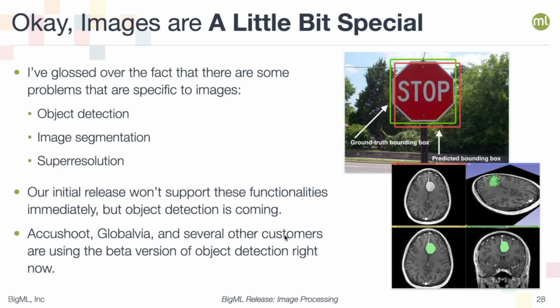And we're not doing those things right now. Our initial release doesn't support them. But as I said at the top, there's a bunch of other customers that we have using object detection in beta right now. And so object detection is very close to being made public. It's almost certainly going to be our next release at BigML in just a few months. So do keep your eyes open for that.